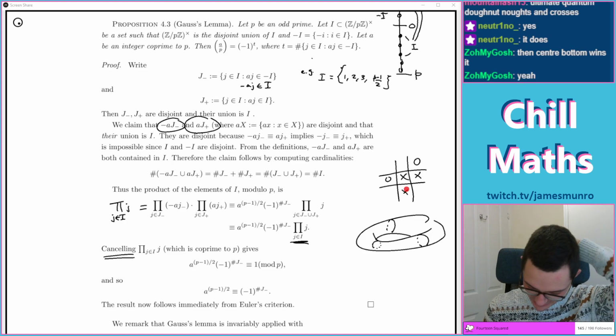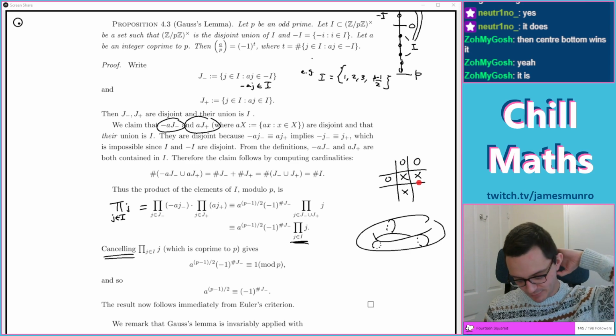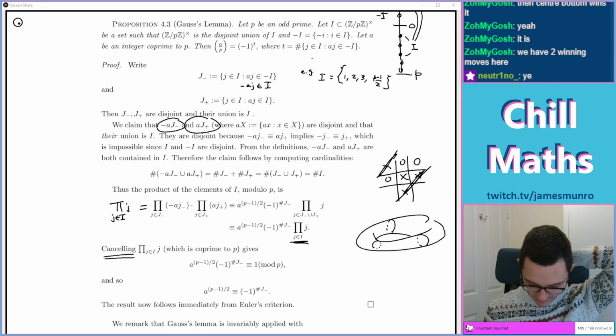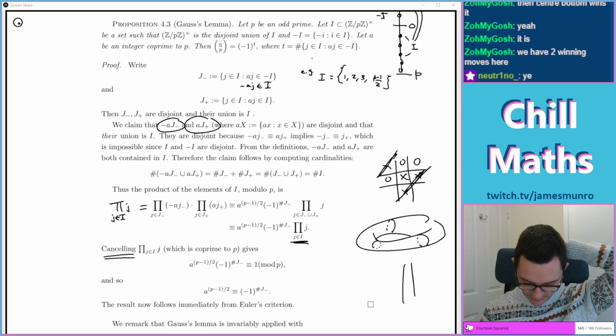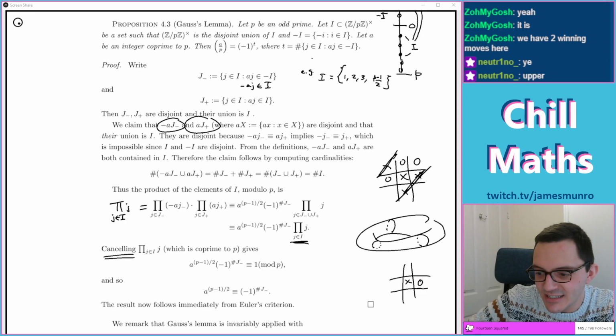Yeah, centre bottom wins it, I think, because nought's going to have to go up here. It's a kind of forced play. And that's not a line, crucially. And then this is a win across this diagonal. I should check what happens in the other game to explore, which is this one. I think it might be the same. I've got a feeling it's the same.